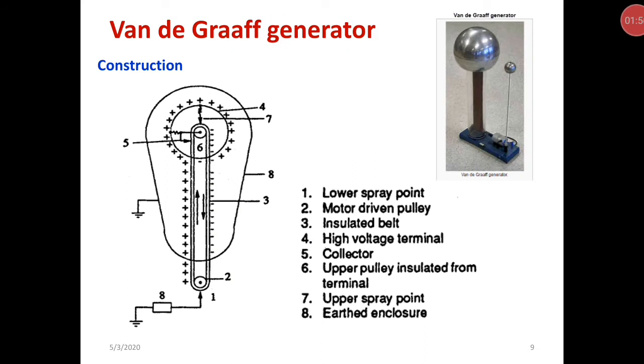Now, construction. Here we can see the figure of the Van de Graaff generator. Starting from the bottom, number 1 stands for lower spray points. Number 2 is the motor driven pulley. Number 3 is the insulated belt. Number 4 is the high voltage terminal.